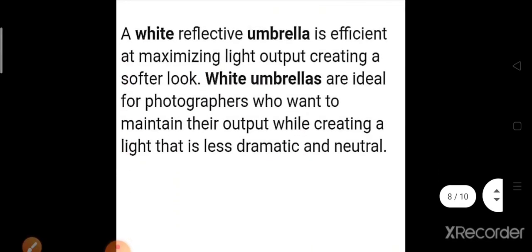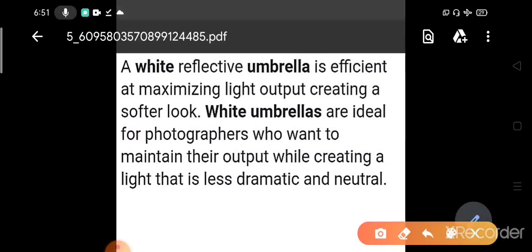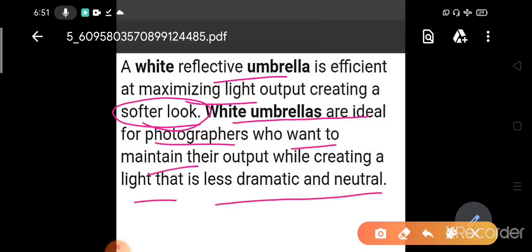Now what is the physics of the white umbrella? The white umbrella is the reflective umbrella. It is effective at maximizing the light output, creating a softer look. That's why white umbrellas are ideal for photographers who want to maintain their output while creating a light that is less dramatic and neutral. Just like this, white umbrellas are used in studios.